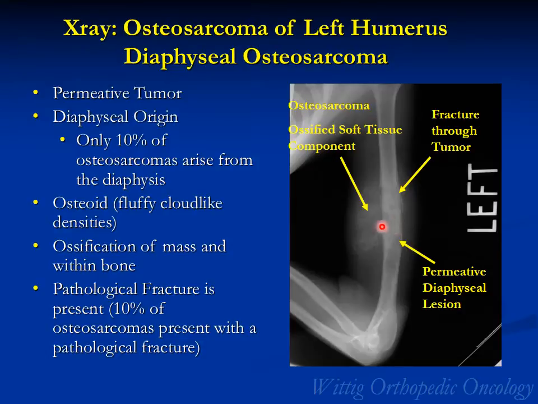Pathologic fracture is present in about 10% of cases of osteosarcomas. So about 10% of patients present with actually a pathological fracture.